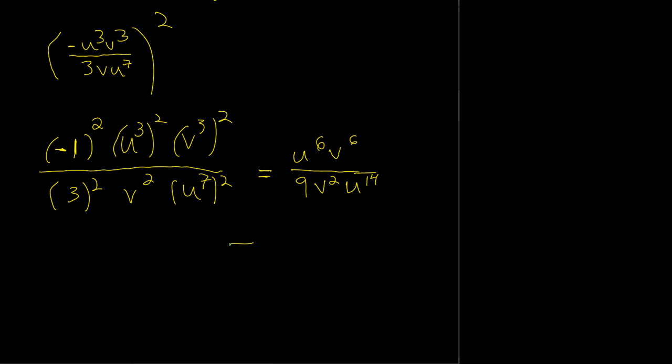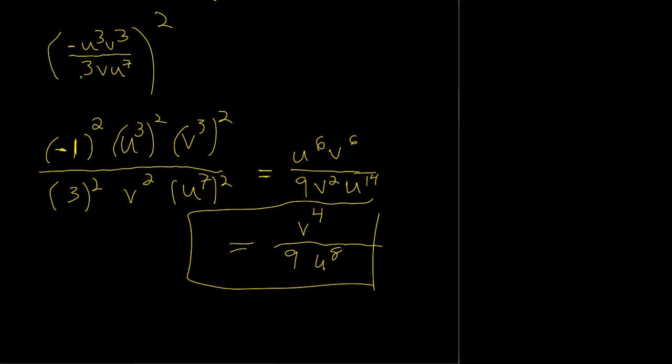Now here, I have u's upstairs and downstairs, and v's upstairs and downstairs. So I look for the biggest power. So I know my 9 is going to hang out down here. Well, the bigger power of v is upstairs. So 6 minus 2 leaves me with v to the 4th upstairs. And my bigger power of u is downstairs. So 14 minus 6 is u to the 8th downstairs. And we've simplified that.